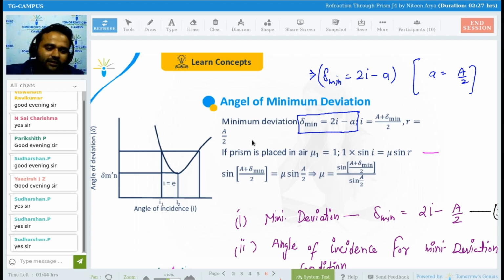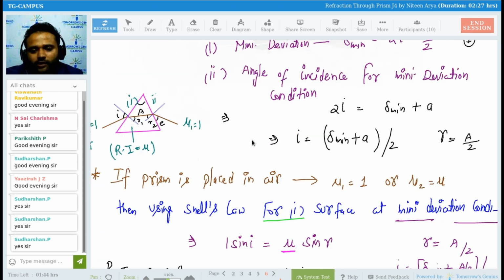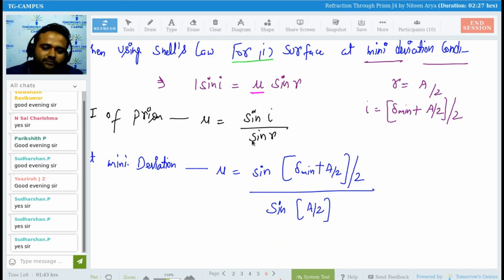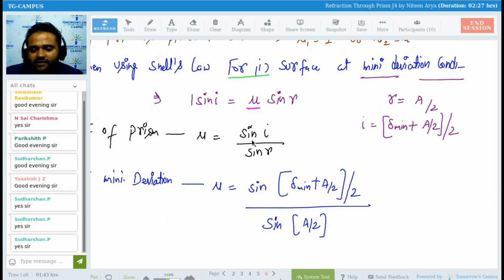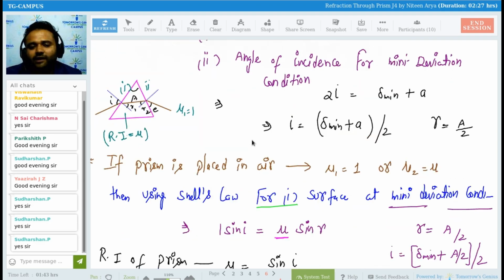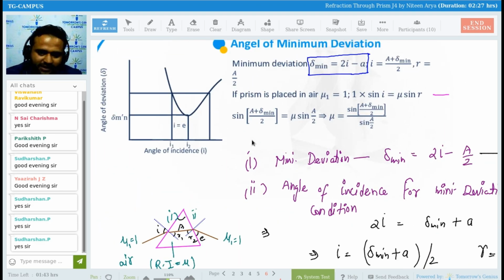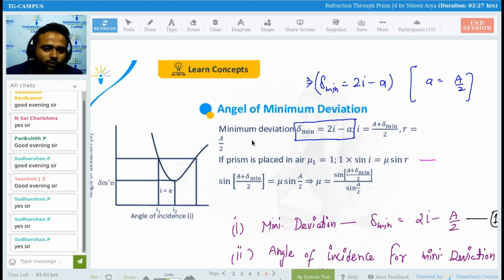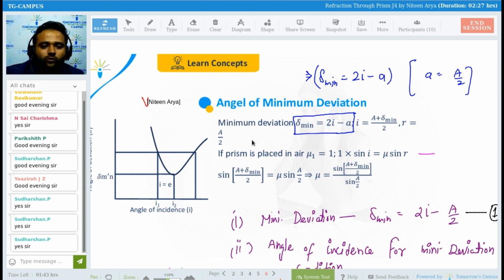Or in this way I can handle deviation according to my wish. Isn't it? See, just by putting this A, because everything I have in terms of A. Angle of refraction is A by 2. At minimum deviation condition, angle of incidence is also represented by A by 2. I got the refractive index also in terms of A by 2. So just by taking care of one parameter, which is angle of incidence, I can do anything on this condition. So that is why it is very, very important.